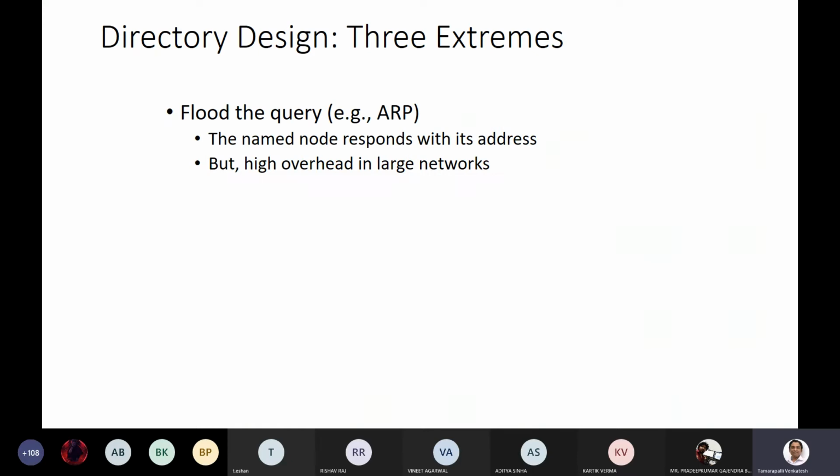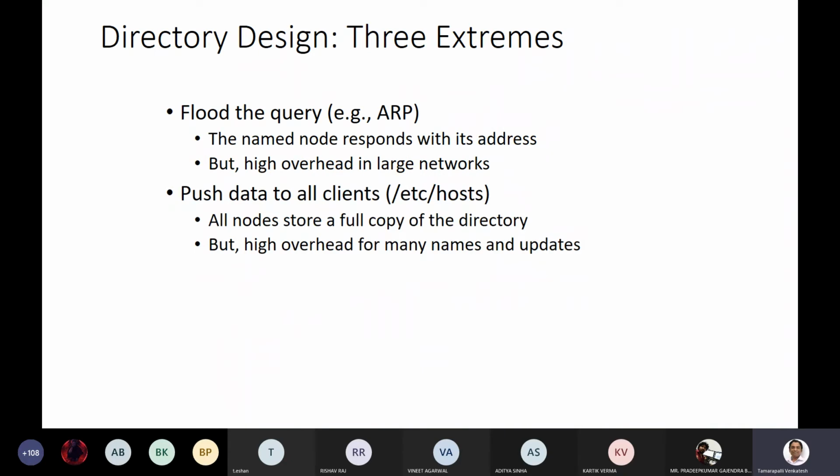the cached entries. There are three extreme methods which were used and which are used in the directory design. So the oldest method for storing the DNS entries, that means the domain name to IP address mapping, was the second one, which is basically to push the data to all the clients. So every machine has the list of all the hosts that it needs to access. So you will store all the host names and the IP addresses corresponding to these host names in the form of a directory file or in the form of a simple file.